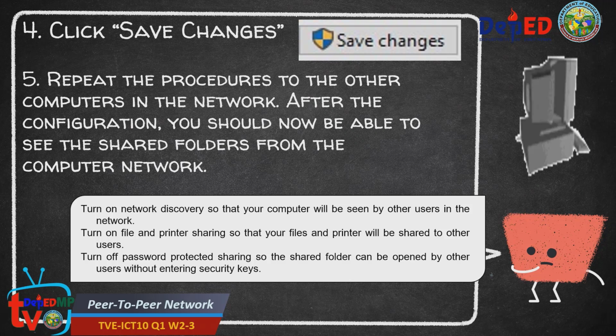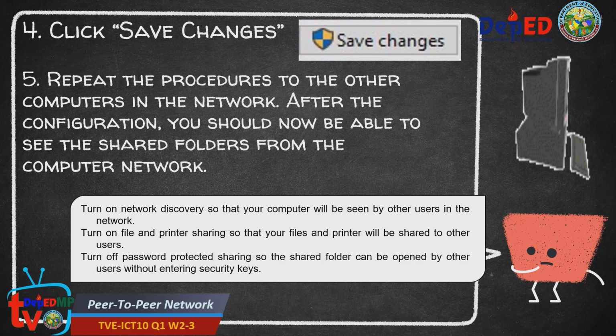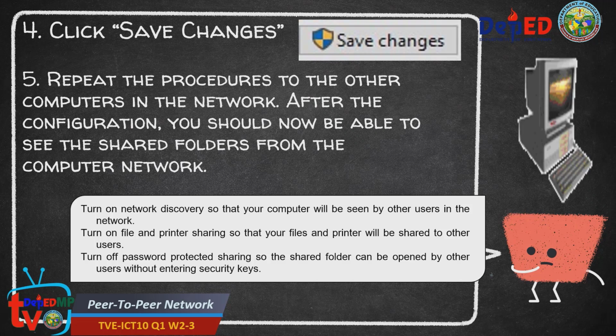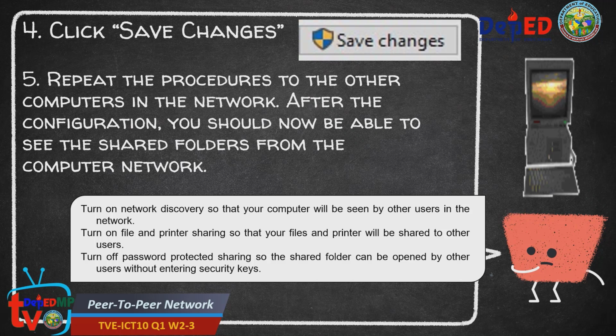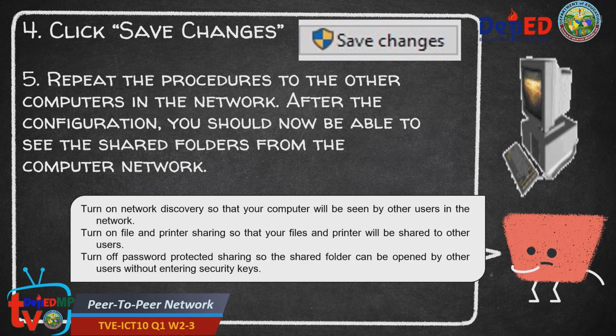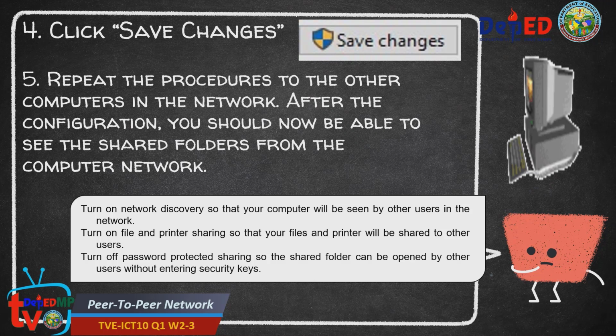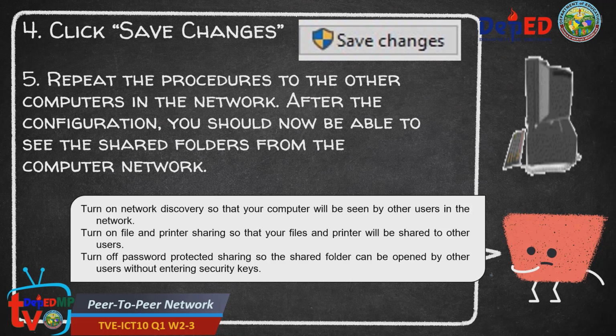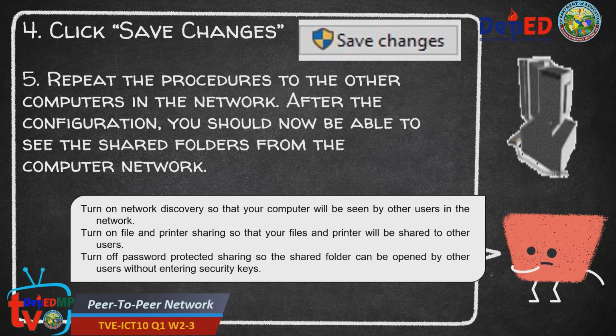Take note, turn on Network Discovery so that your computer will be seen by other users in the network. Turn on Files and Printer Sharing so that your files and printer will be shared to other users. Turn off Password Protected Sharing so the shared folder can be opened by other users without entering security keys.